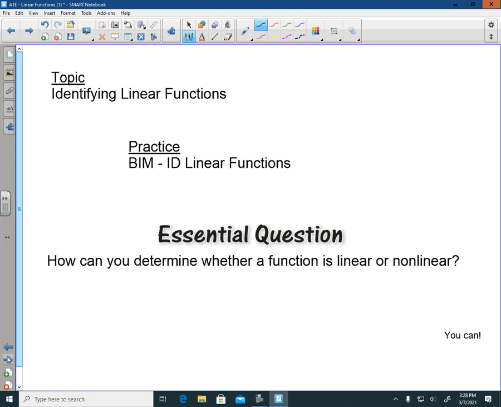All right, you guys, that's all there is to it. That's how you can tell the difference between linears and nonlinears.